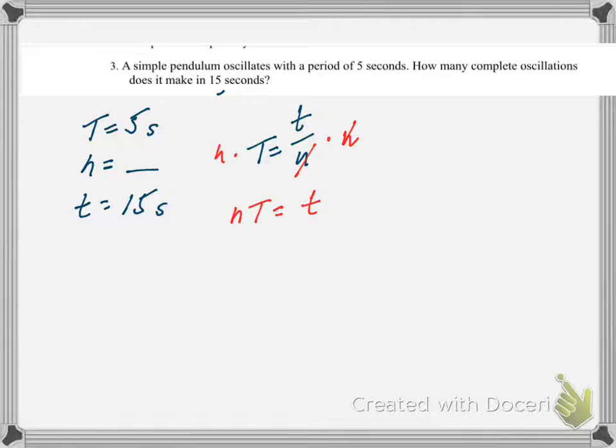We still don't have n isolated yet because n is multiplied by period, uppercase T. So to get n by itself, we can divide both sides by period. The periods on this side cancel, and we're left with n equals time over period.